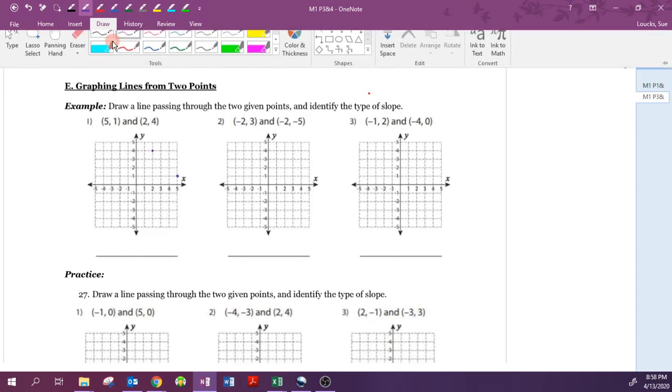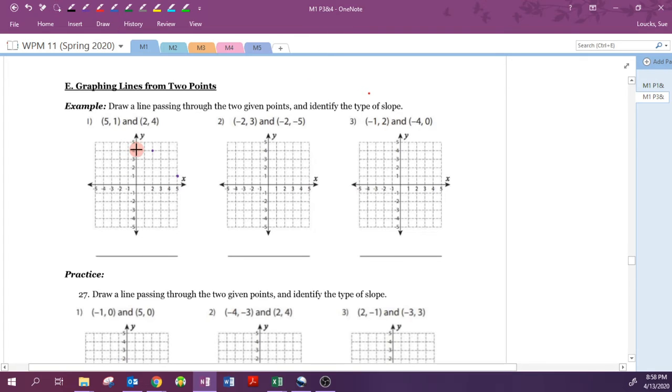This takes a minute because it's not the easiest thing to use. A ruler is much easier, but doesn't work so well on the computer. So when you do your line, remember you need arrows on both ends of it, and you do want it to go more than just through the points. And accuracy matters, okay? So be careful about how you do it.